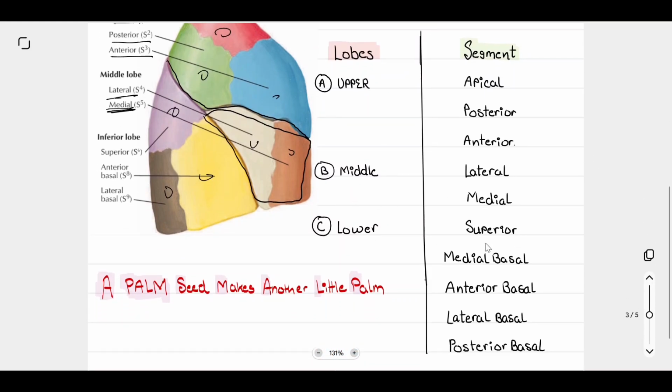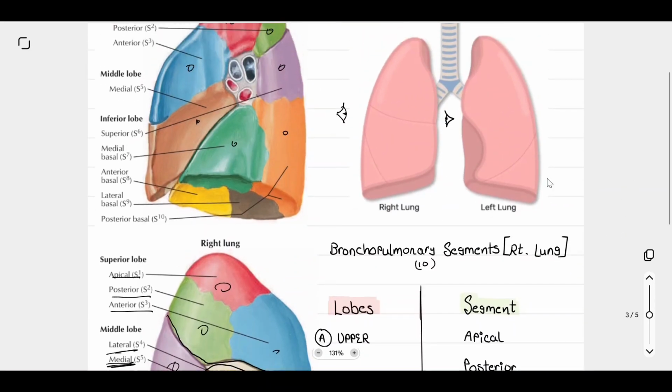And in the lower lobe I have superior, medial basal, anterior basal, lateral basal and posterior basal. So in the lower lobe I have superior, anterior, lateral, and two on the posterior side, which are posterior basal and medial basal.